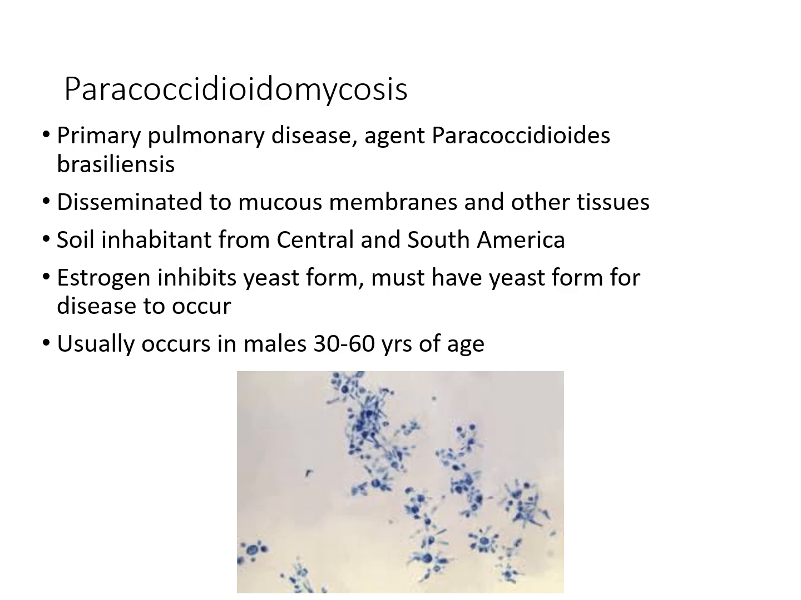Paracoccidioides brasiliensis is the causative agent of paracoccidioidomycosis, which typically begins as a primary pulmonary infection. From the lungs, the disease can disseminate to the mucous membranes and other tissues, including the skin and lymph nodes. This fungus is a soil inhabitant found in Central and South America, particularly in rural agricultural regions. Interestingly, estrogen has been shown to inhibit the transformation of the mold to the yeast form, which is required for the infection in humans. As a result, clinical disease is far more common in males, typically between the ages of 30 and 60.